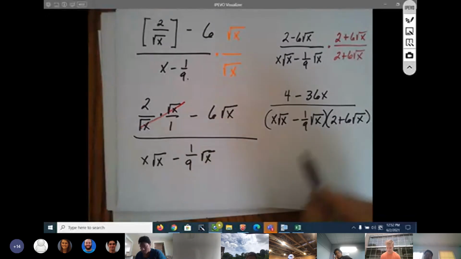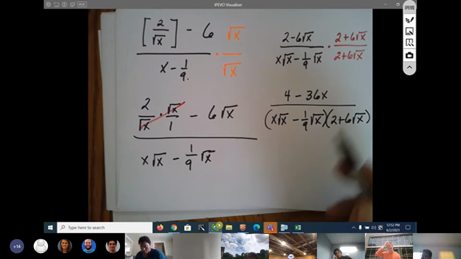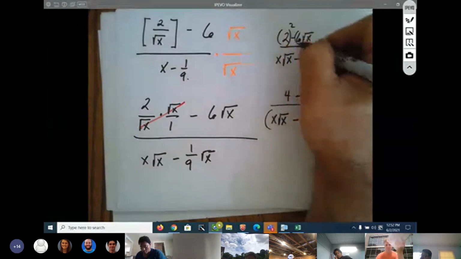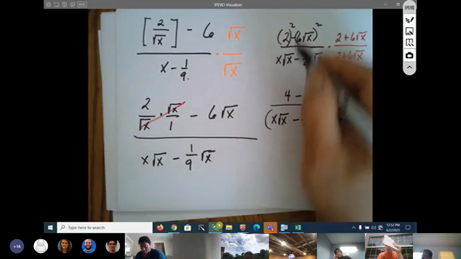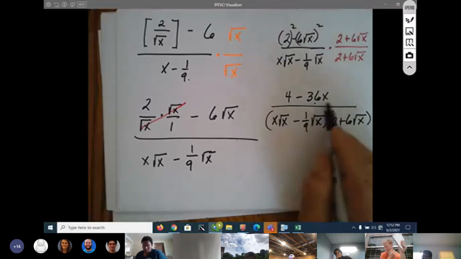Did y'all get 4 minus 36x on top? That's going to be squared, and that's going to be squared. That's 4, and that's 36x. So that should be the top.